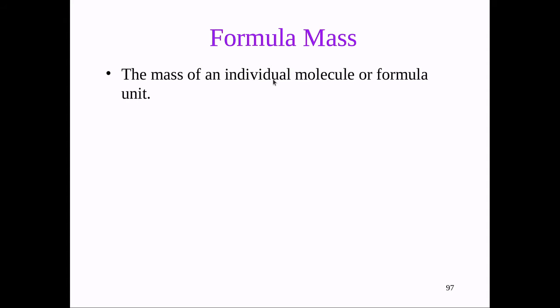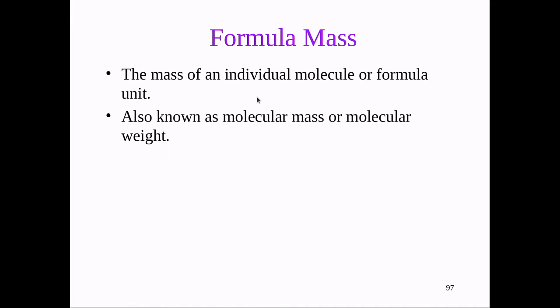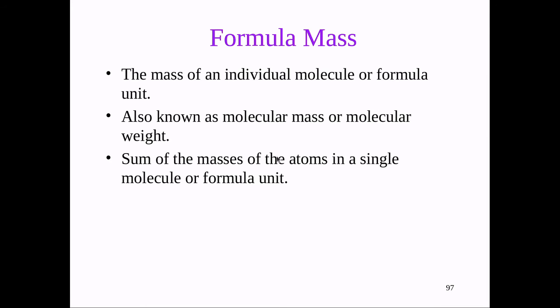It's the mass of an individual molecule in the case of a molecular compound, or a formula unit in the case of an ionic compound. Other names for the formula mass are the molecular mass or the molecular weight. These are really kind of old names. It's really more appropriately called the formula mass these days. And basically it's the sum of the masses of the atoms in a single molecule or formula unit.